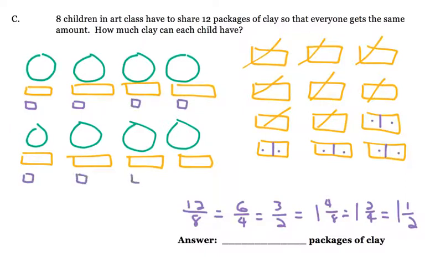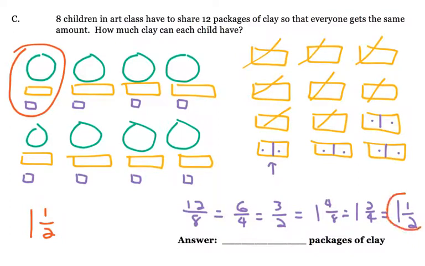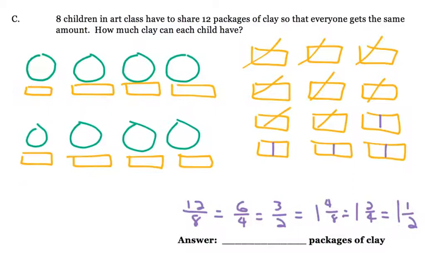And remember, the name for this piece depends on how many parts we broke up the clay into. And since we broke it into 2 parts, these are each a half. And so if you look at that, each student gets 1 block of clay and another half of a block of clay. So that's one possible answer.